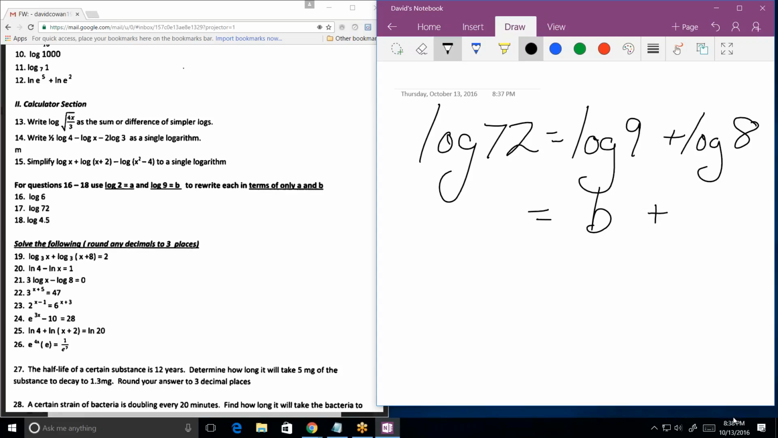No, it's the log of 2 cubed, right? Isn't that what 8 is? It's 2 cubed, so would it be 3a? Yes. In other words, that 3 comes down. The log of 2 is a, so you have b plus 3a. That makes sense, yeah. All right.